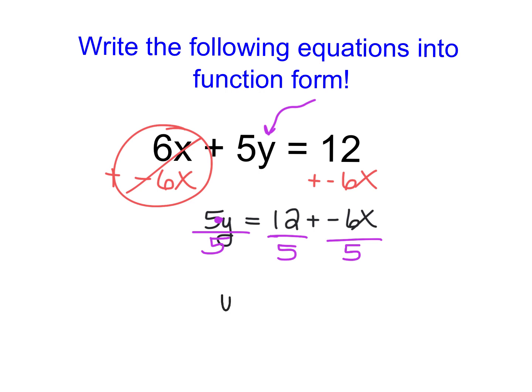So I get a y on the left-hand side. I notice that 12 and 5 don't really divide nicely, so I'm just going to leave those as a fraction. And then here I notice that negative 6 over 5 also doesn't divide nicely, so I'm going to just leave that as negative 6 over 5x.